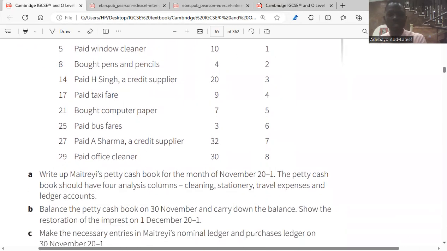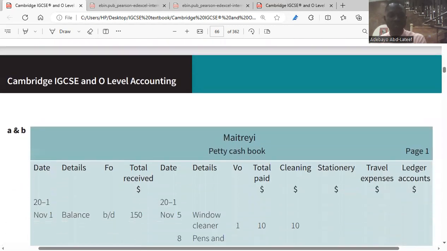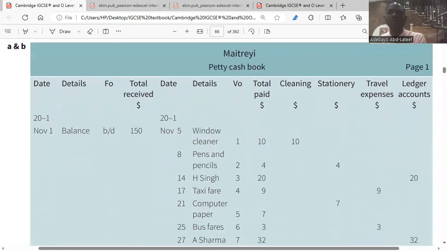So how do we open it? Now, we'll go down. In the petty cash book, what do we have? We have the debit side and the credit side. On the debit side, what do you have there? The amount of money you started with, the imprest amount, which is $150. So you have your balance brought down as $150. Now, all the transactions have to go through the credit side.